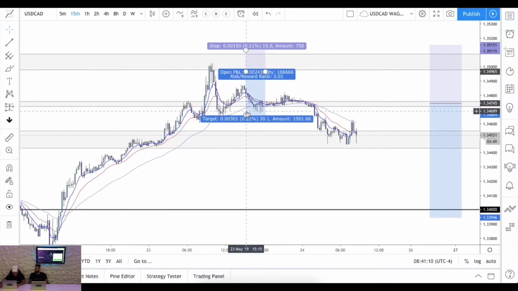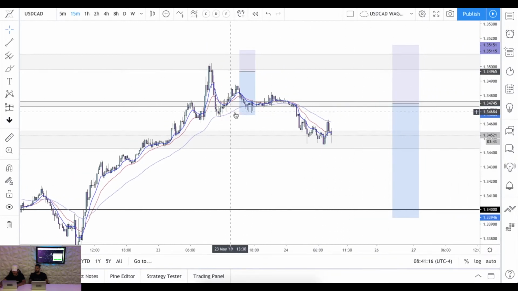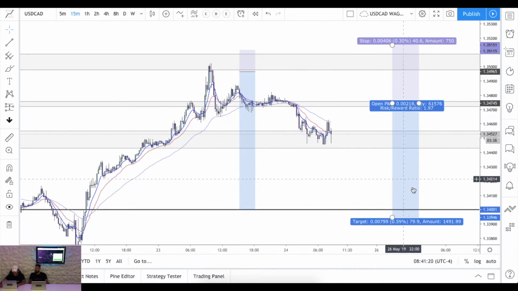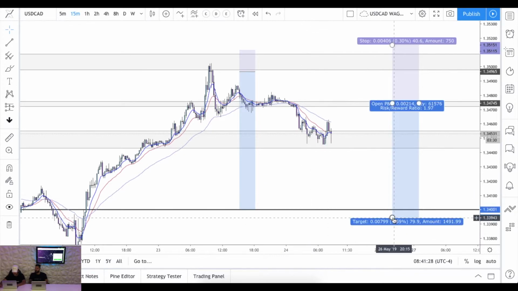So let's suppose that we entered on a 15 minute time frame, but we are also expecting the market to move the same amount of pips. Let's use our major psychological area of support of 1.34 as a final take profit, for example.